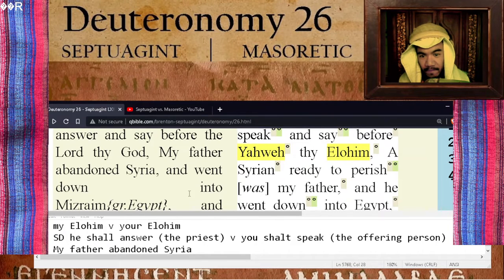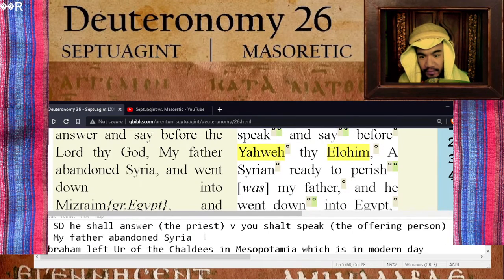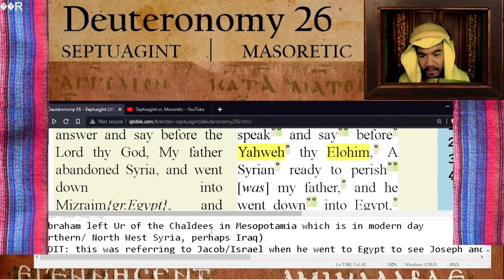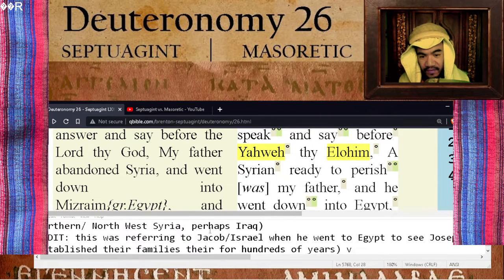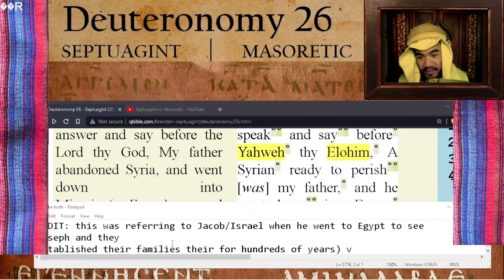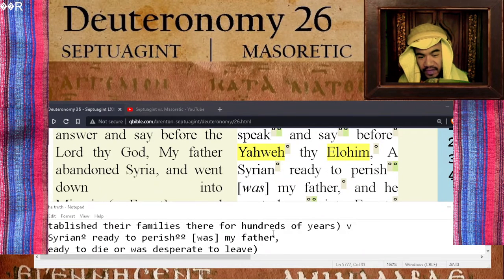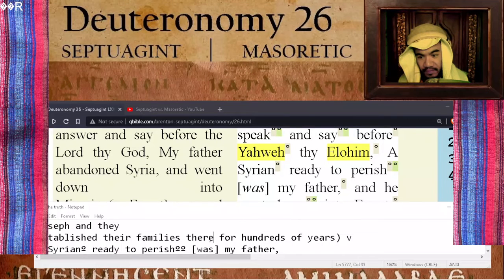It says here, my father abandoned Syria. So Abraham left Ur of the Chaldees in Mesopotamia, which is in modern day northern or northwest Syria, but perhaps Iraq. I believe it most likely is Iraq, not Syria. And this was referring to Jacob/Israel, not Abraham, when he went to Egypt to see Joseph, and they established their families there for hundreds of years. Versus a Syrian ready to perish was my father, ready to die or was desperate to leave. So yeah, that's the first big difference here.